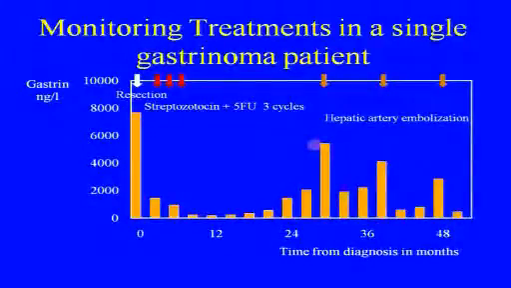We're jumping here from the midgut carcinoid to a single patient with a gastrinoma, and we can see very nicely following the gastrin that the gastrin was really high to begin with, nearly 8,000 nanograms per litre. The tumour was resected, and that was followed by streptozotocin and 5-fluorouracil for 3 cycles, and the gastrin came right away down and was controlled for almost 2 years.